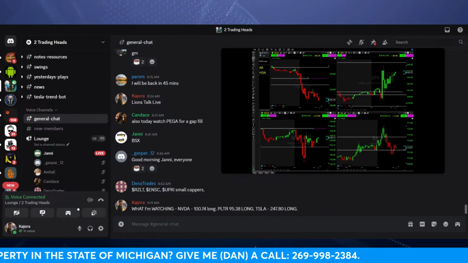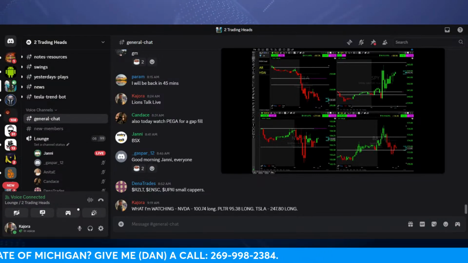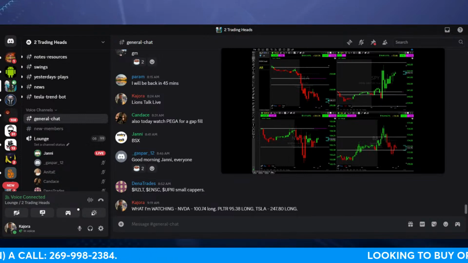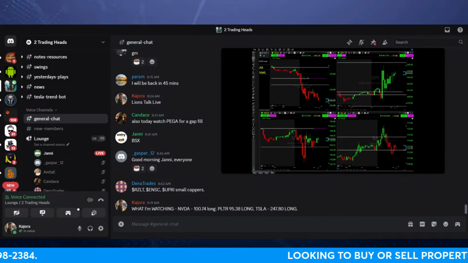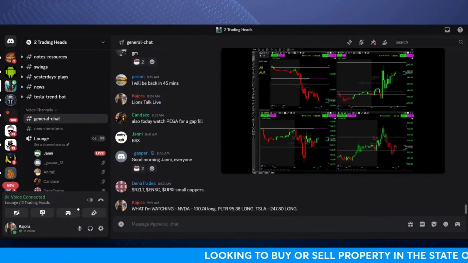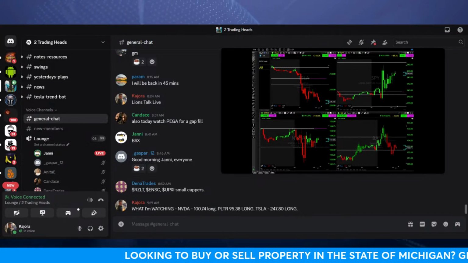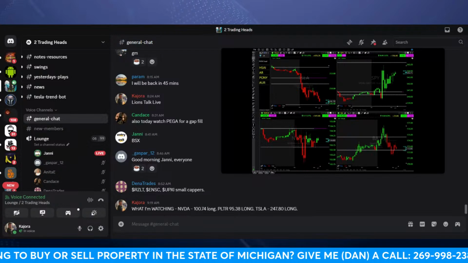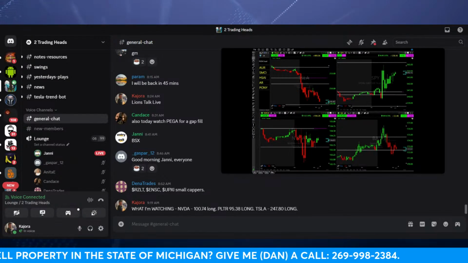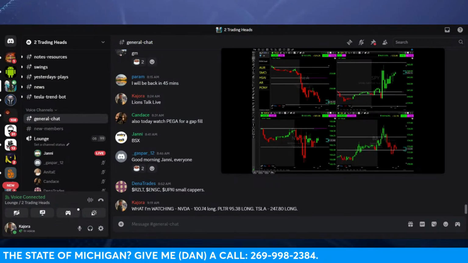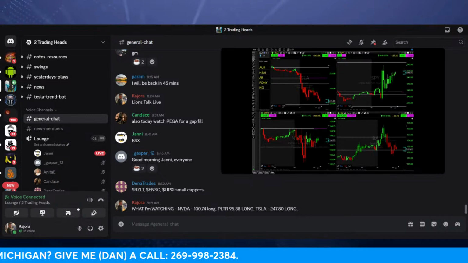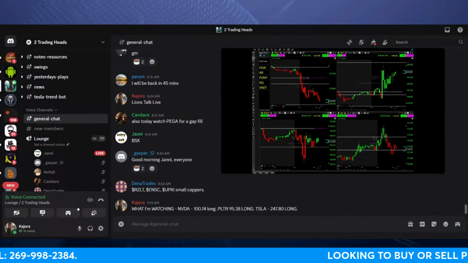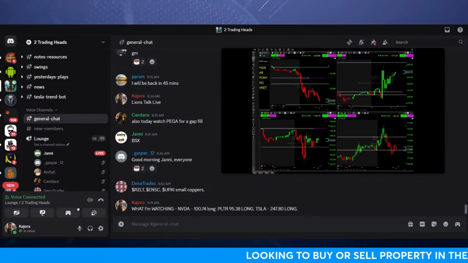Getting a pullback on this APP of that resistance we said at the 267 something, some change. So 267 resistance. We are getting a little bit of a pullback coming down to the first support of 262.88 on APP. Beautiful pop, nice short. So let's see what it wants to do at the support area.